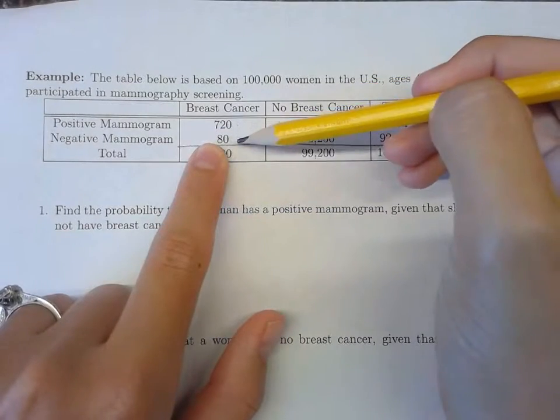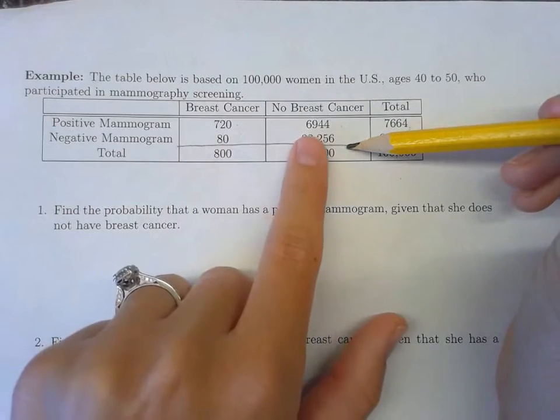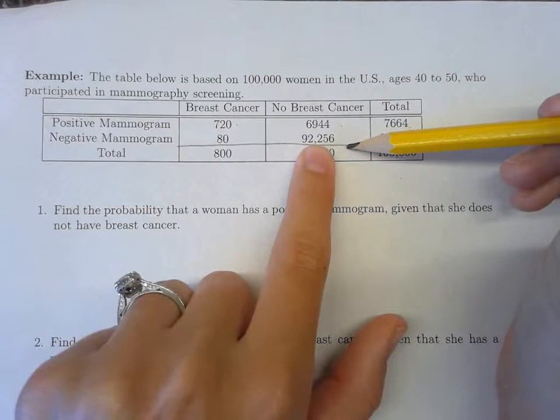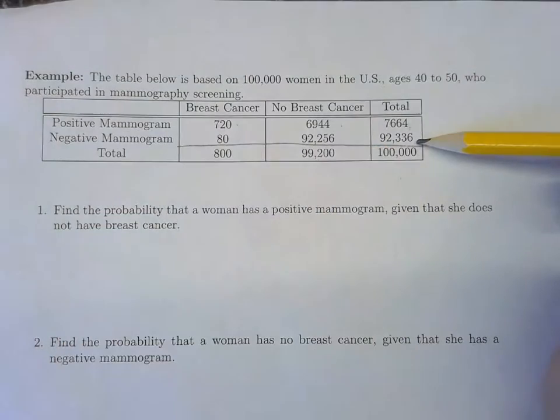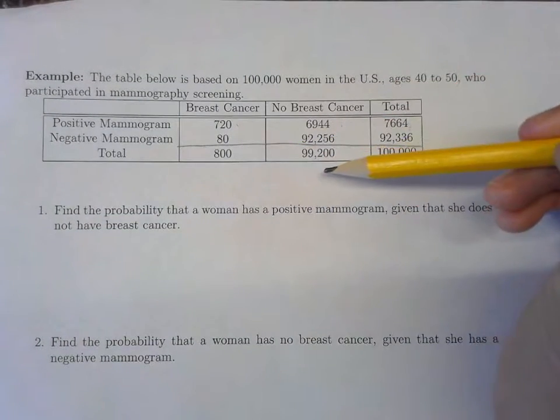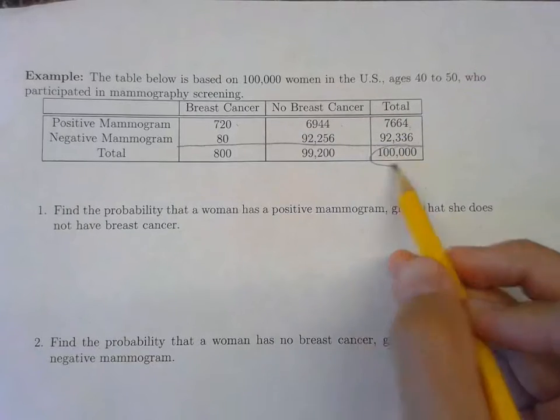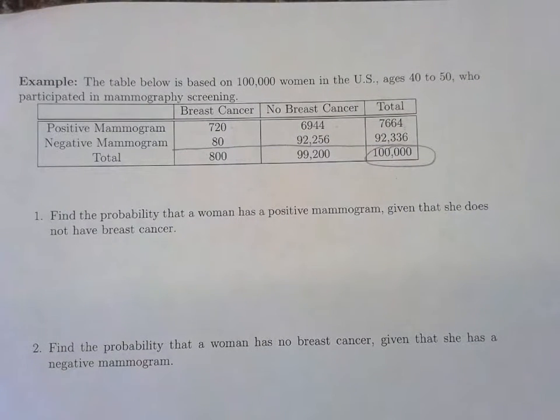Negative mammograms, 80 had breast cancer. 92,256 did not have breast cancer. And then there's the total for negative mammograms. And here's the total for breast cancer, no breast cancer. And then this is the total of women, which would be 100,000. So that's going to be our denominator if we do not have conditional probabilities.